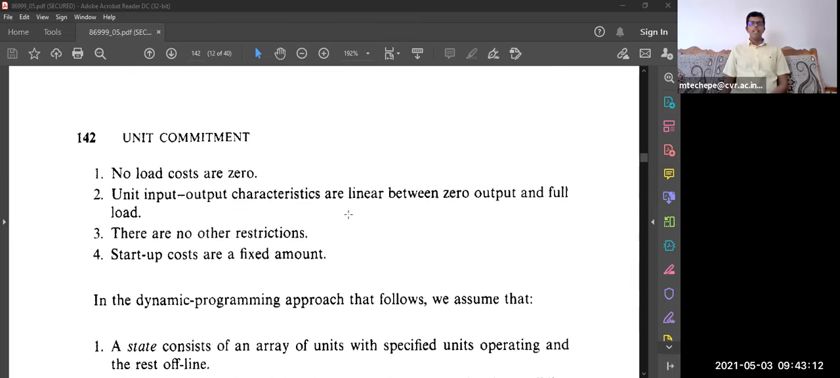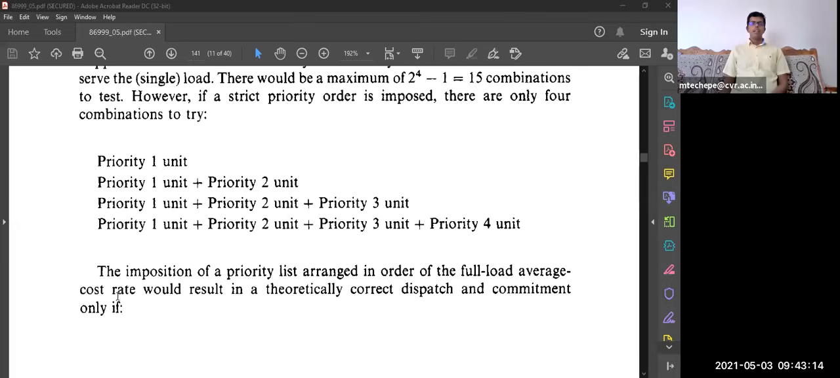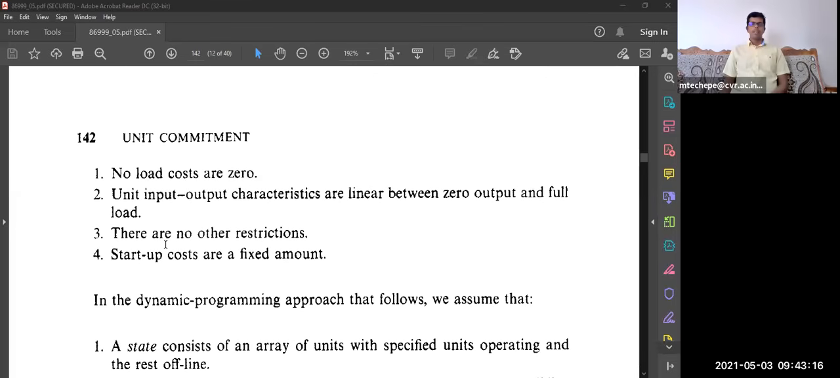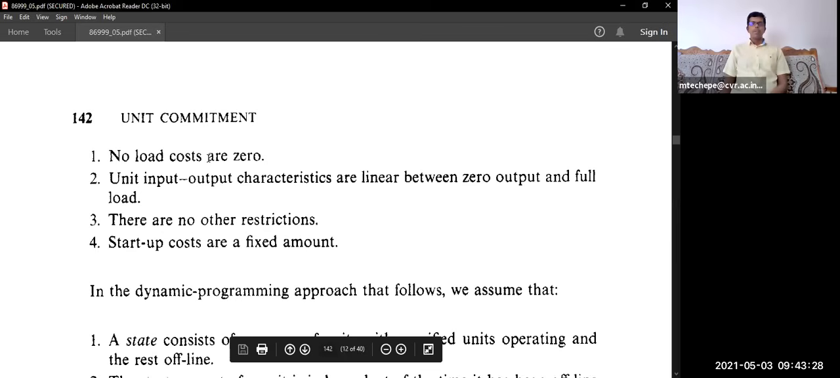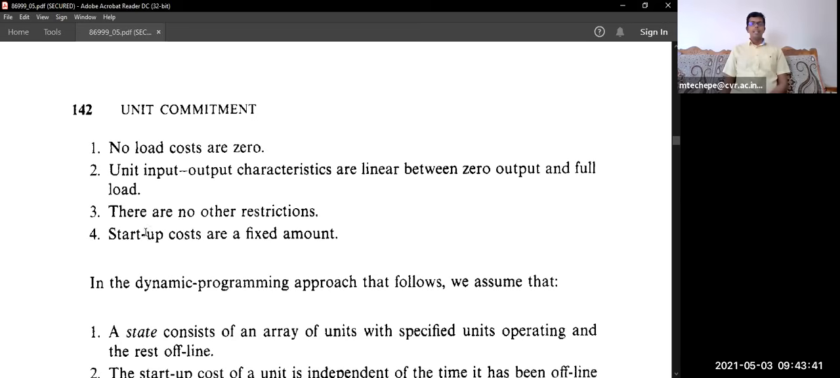This holds only if there are certain assumptions for this priority list method: no load cost is 0, and unit input output characteristics are linear between 0 and full output load. There are no further restrictions. Then startup costs are to be a fixed amount.